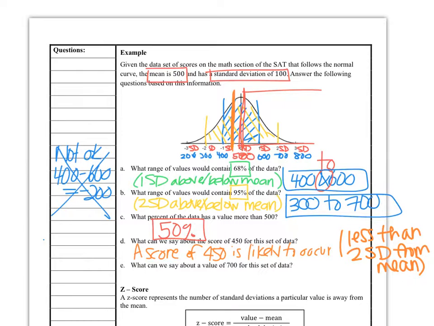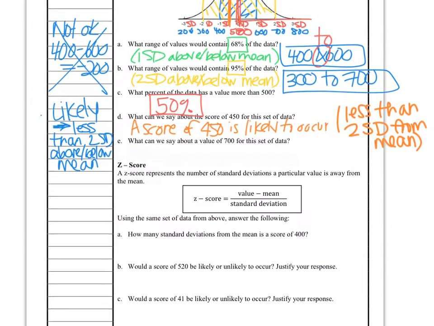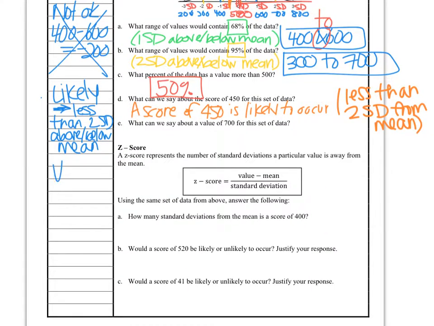So we're going to write a little note over here off to the side about when we say it's likely to occur and when we say it's not likely to occur. So again, likely means that it's less than 2 standard deviations above or below the mean. And then to say that something is unlikely to occur, this would mean that it's 2 or more standard deviations above or below the mean.